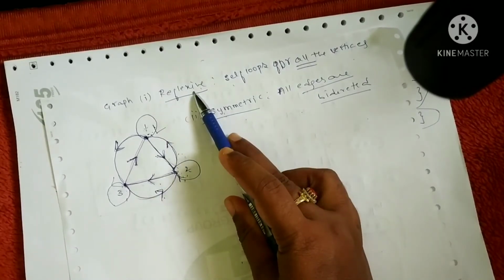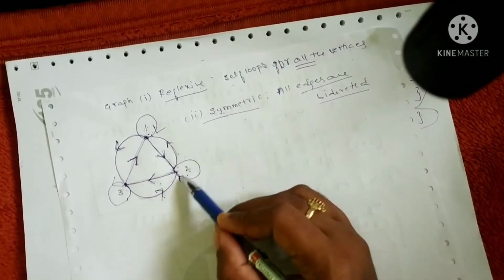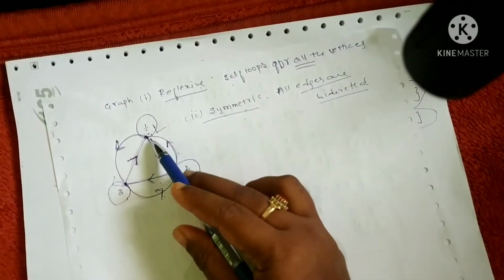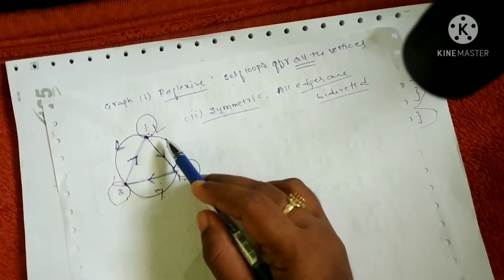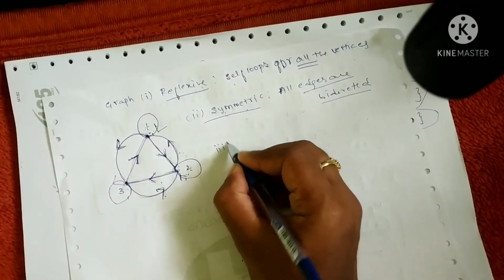First thing, reflexive, when all the vertices have a self loop. Next, symmetric, all the edges are bidirected. In the sense, both the direction edges should be there. Clear? Next thing is transitive.